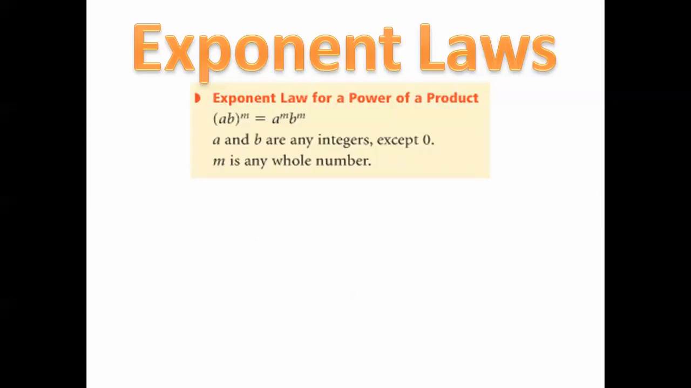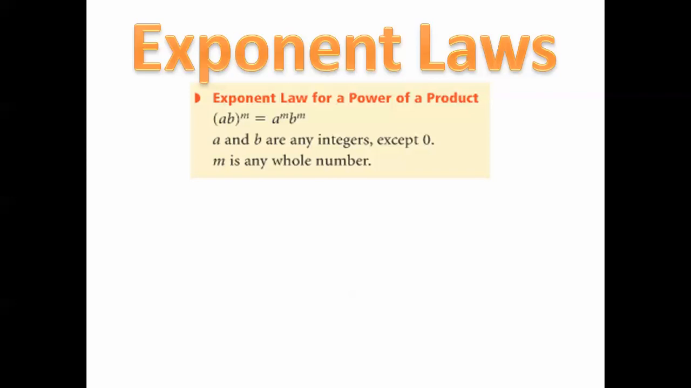Next exponent law. Exponent law for power of product. So a and b are any integers except for 0. This means that a and b can be any number, but they cannot be 0. And m is any whole number. So that means it's not a fractional number, which means it can be -1, 1, 2, 3, 0, 7, 47, but nothing like 1/2, 3/4, or anything like that.